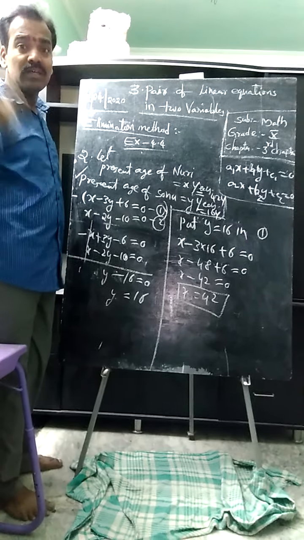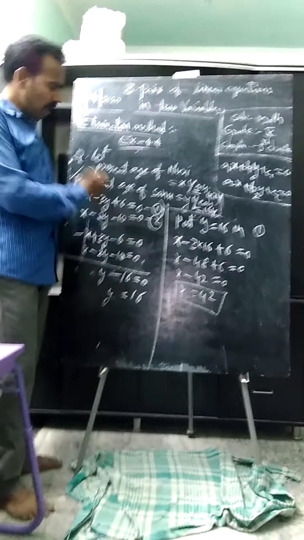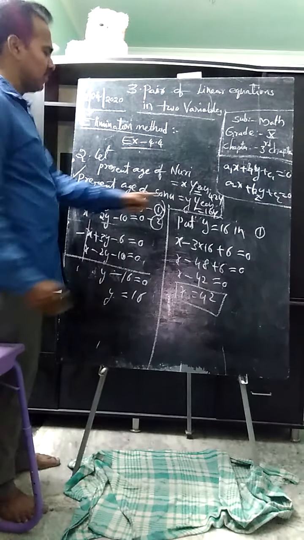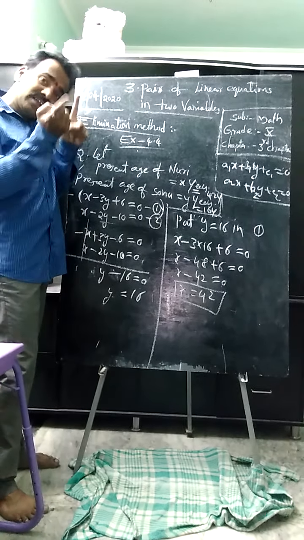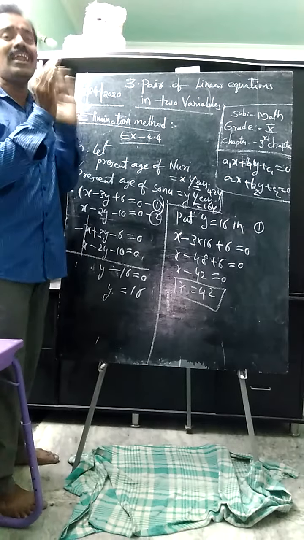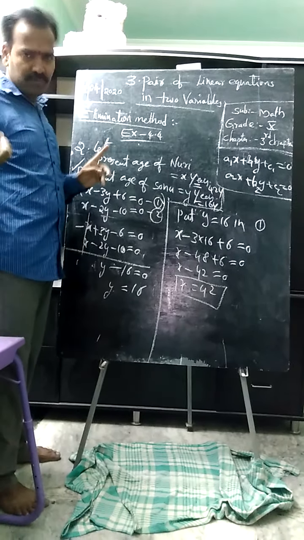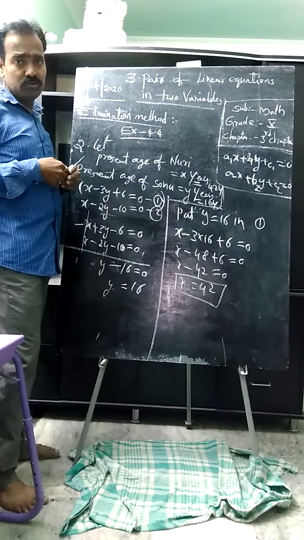Again I am repeating, students. Read the question thoroughly and frame two equations. Apply the elimination method. We get the y value 16. I mean, the present age of Sonu is 16 years. The present age of Nuru is equal to 42. But in your textbook, the numbers are different. Same procedure, only the numbers are different. I gave this from a reference book. So the textbook problem you will get as homework. So please do it.